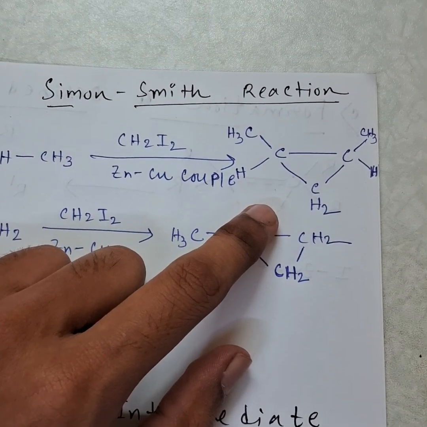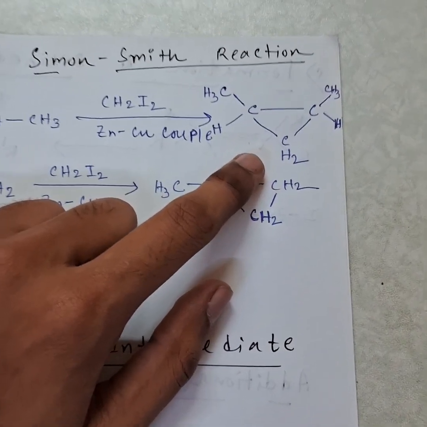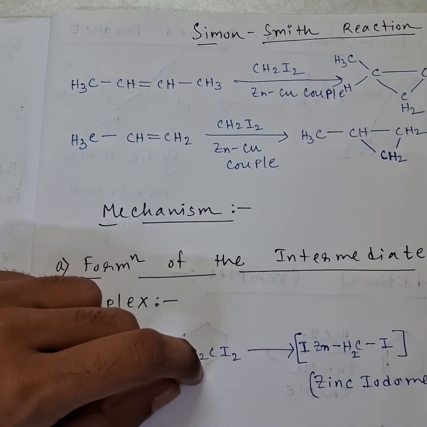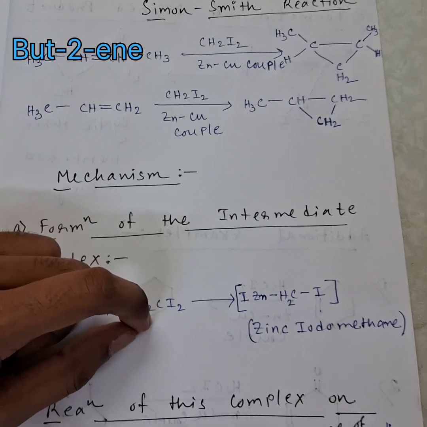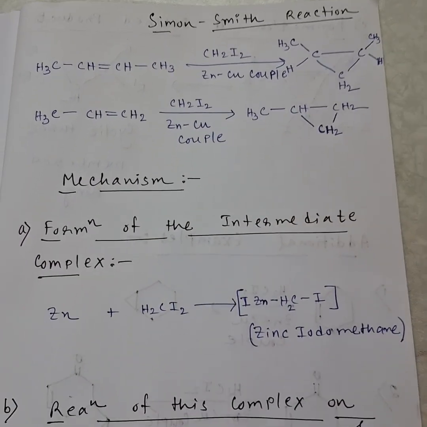three-membered cyclopropane derivative. A three-membered cyclic ring you can see here, and the substituents are methyl and hydrogen. So this reaction contains three steps. I have shown you the mechanism of this reaction given below.